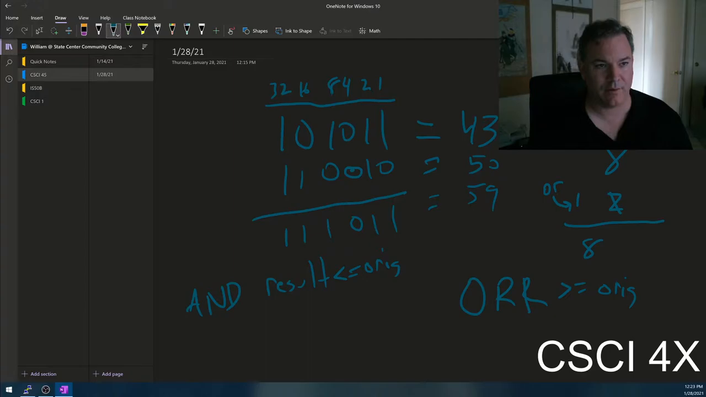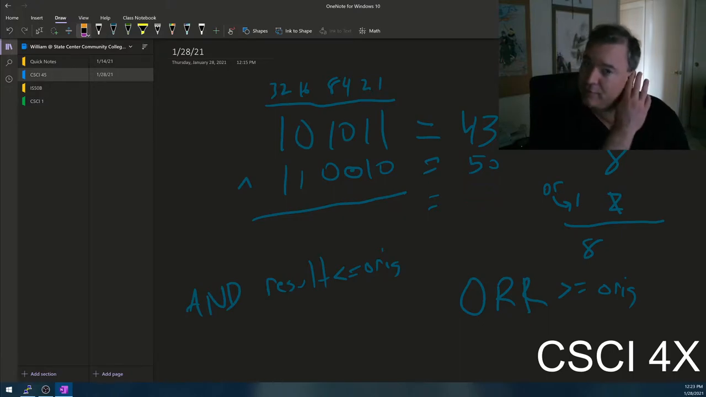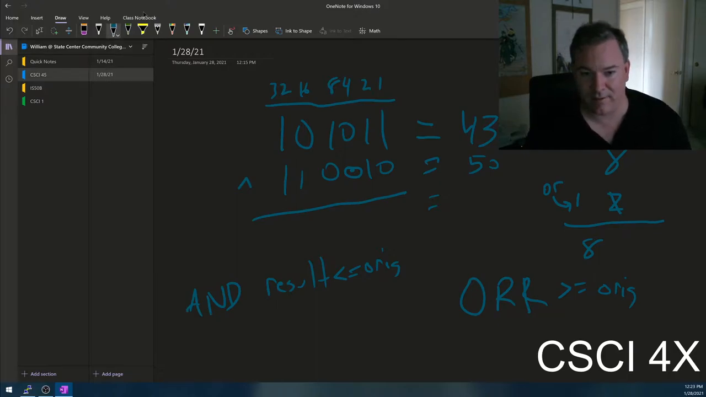XOR, we can do XOR. I mentioned it last time, but let's just do an example of it. There's different ways you can think of XOR. The way I like to think of it is anytime you have a 1, it flips the bit of the other guy, and it doesn't actually matter which one you do first, it's symmetric. So if you have a 1, you flip the bit above it. And if you have a 0, you leave it alone.